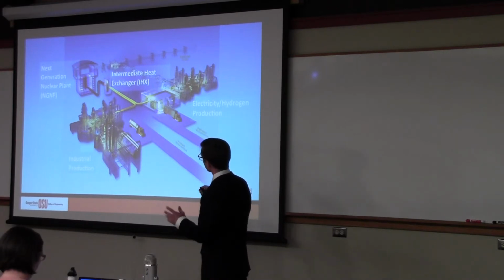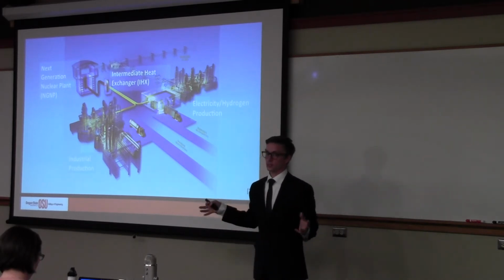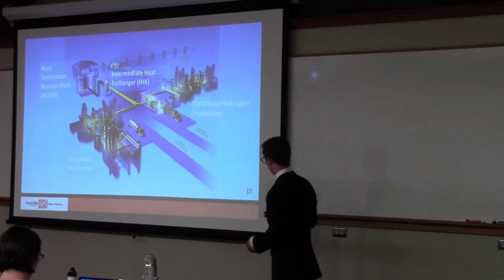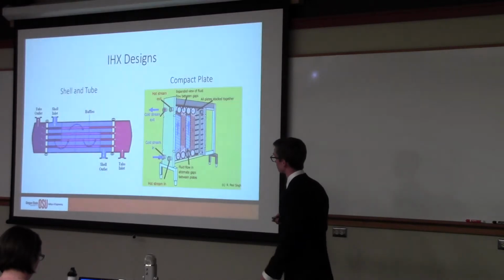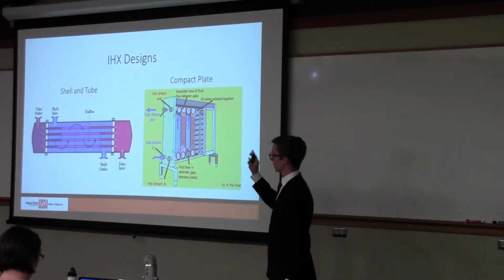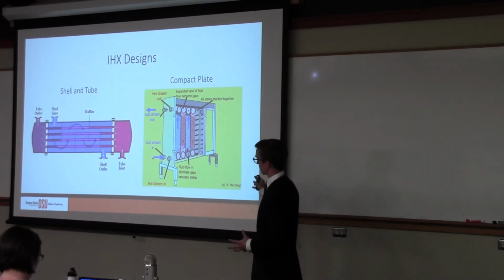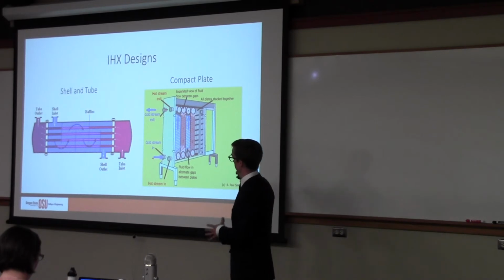So my problem is how to make the material in the intermediate heat exchanger withstand a 60-year design life. How do we do that? And what are the problems we face in trying to do that? Well, that intermediate heat exchanger is going to be one of two things. It's going to be shell and tube or a compact plate, which seems nicer because it has this animation, but it's actually less technologically developed.